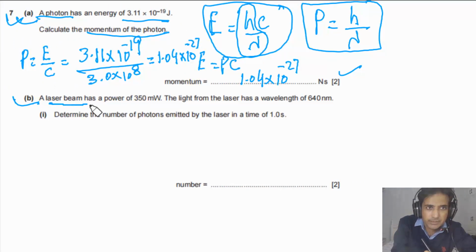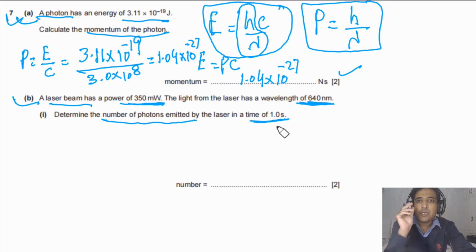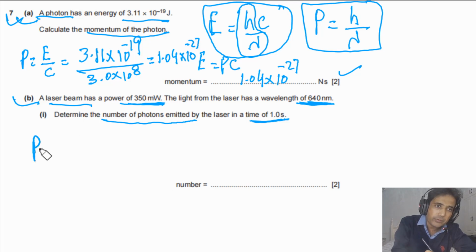Part B says a laser beam has a power of 350 milliwatts. The light from the laser has a wavelength of 640 nanometers. Determine the number of photons emitted by the laser in a time of 1 second. In order to answer this question, simply you can start with power. Power is equal to energy over time.